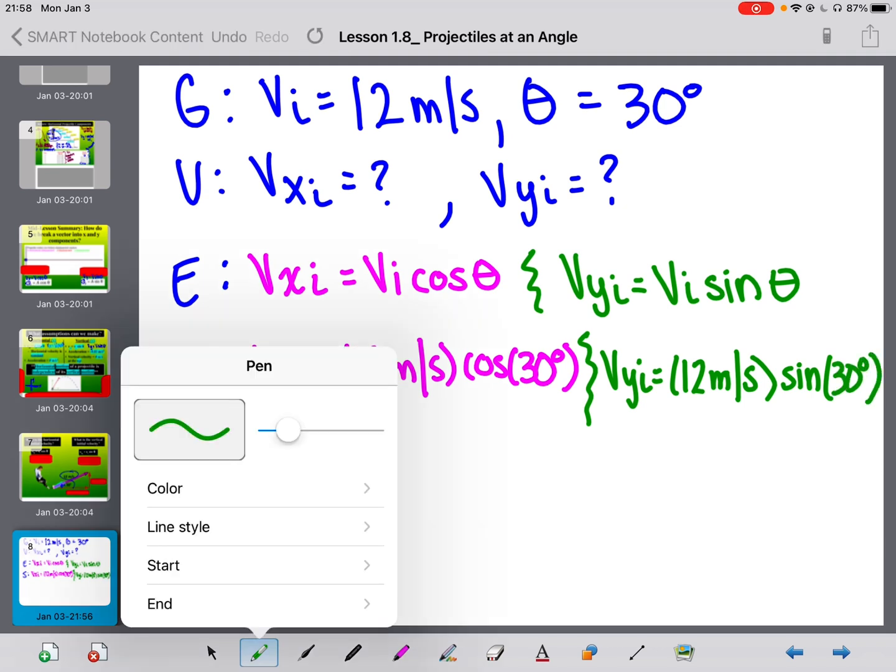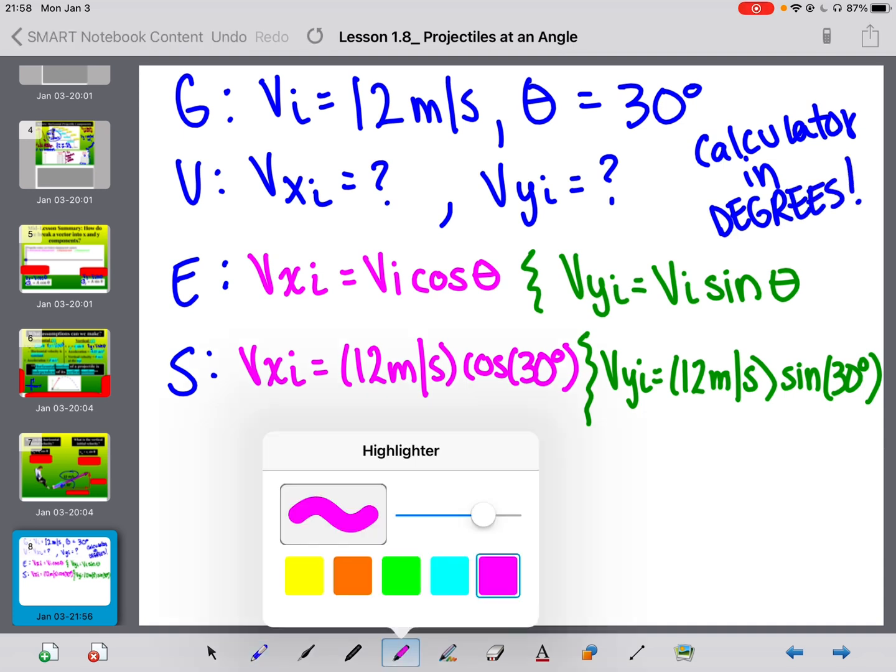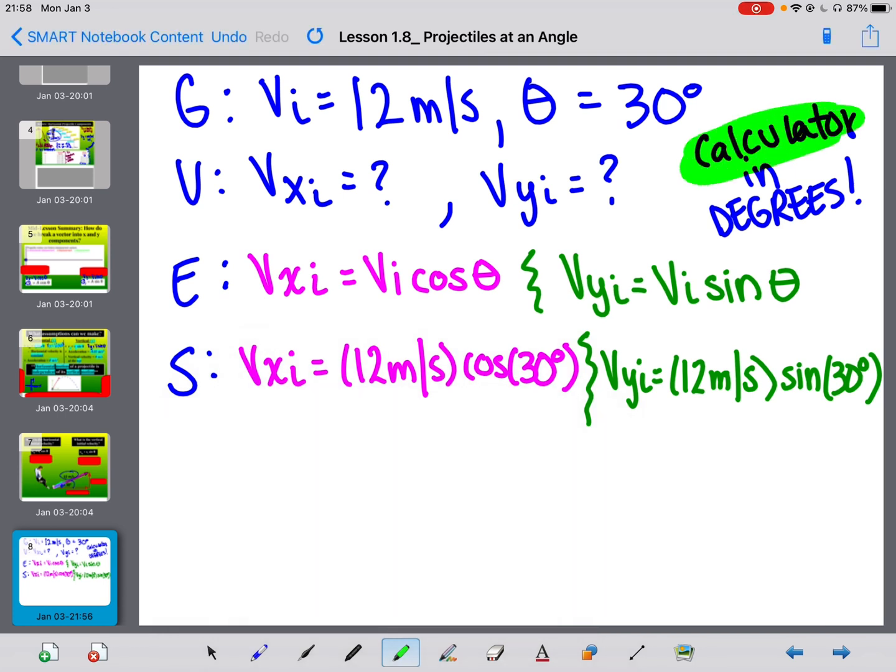Also, a really big thing here: your calculator has to be in degrees. So I'll just write this right on top: calculator in degrees. Most of our calculators are already in degrees, but if your calculator is not, you'll end up with the wrong answer here. That would be such a shame. So always make sure you're checking that the mode is in degrees. Okay, so now we do the last part, which is solve.